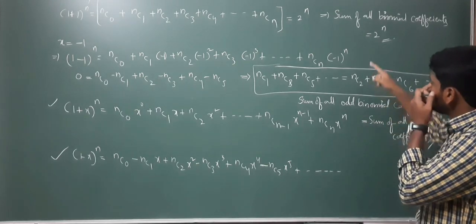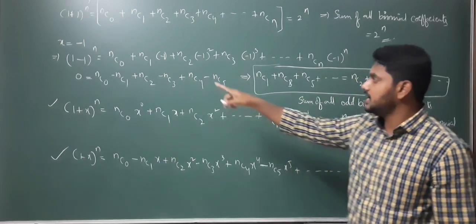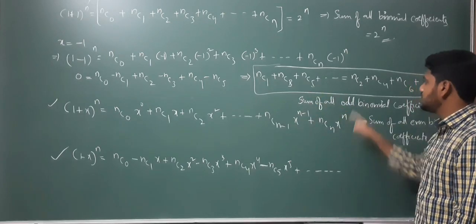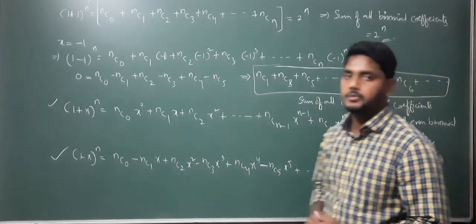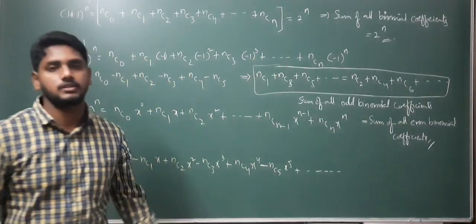Right? So the first one we got is that the sum of all binomial coefficients is equal to 2 power n. The next one, by using x equal to minus 1, we got that the sum of all odd binomial coefficients is equal to the sum of all even binomial coefficients. So those 2 points you need to remember. Pause and note it down.